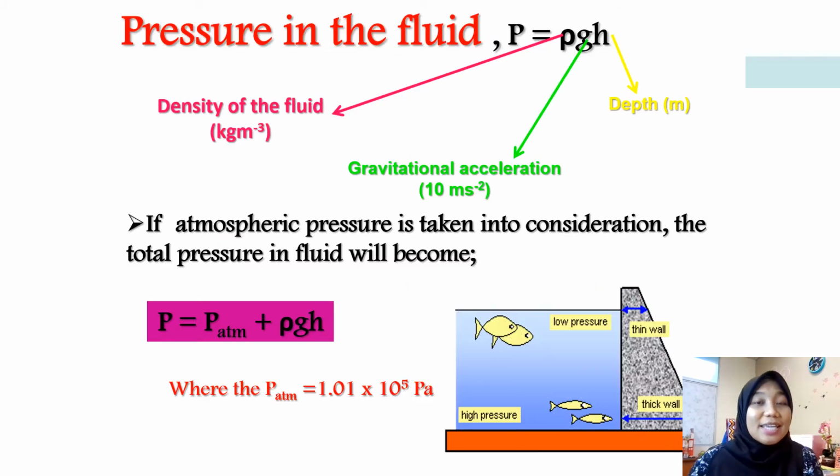This is the equation if you want to solve problems regarding the pressure in the fluid. Pressure in the fluid is equal to rho times g times h, where rho is the density of the fluid, g is the gravitational acceleration, and h is the depth. If atmospheric pressure is taken into consideration, the total pressure in the fluid will be P total equals P atmosphere plus rho g h. P atmosphere is equal to 1.0 times 10 to the power of 5 Pascal.